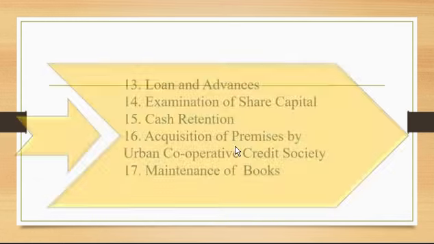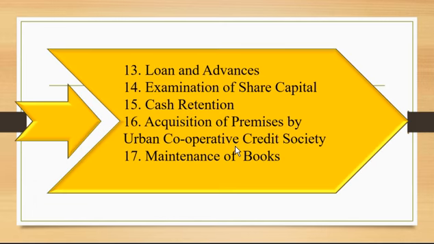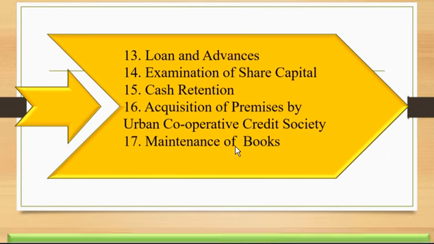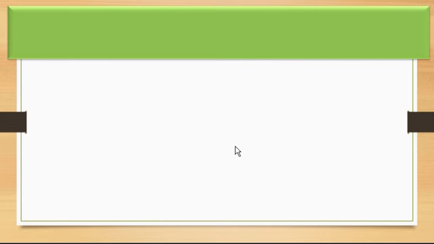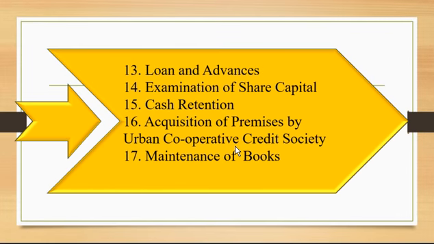Next is loans and advances. Verify the percentage of loans and advances to builders or contractors as against the total amount of outstanding loans, and loans and advances to directors or relatives and firms and concerns in which they are interested, and make suitable comments on the same. Next is examination of share capital.